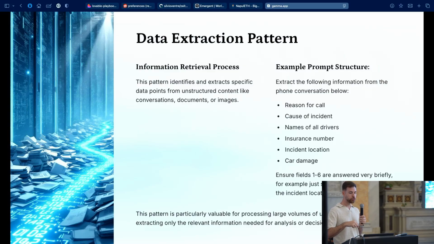You can also specify the output. For example, in this case, I ask the LLM to ensure fields from 1 to 6 are answered very briefly, for example just stating the location name for the incident location. So basically you have to define the output. You can define everything in the prompt, but if you don't do it, you won't have an effective output.